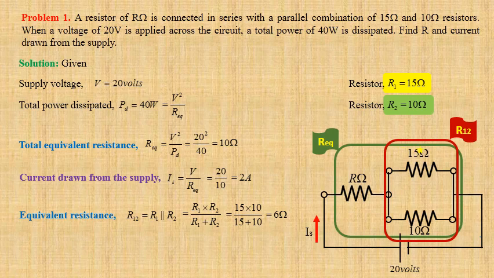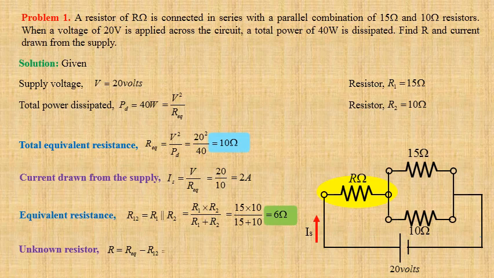Here unknown resistor R and R12 are connected in series. Therefore, unknown resistor R equals Req minus R12. Using values we get 10 minus 6, that gives us 4 ohm.